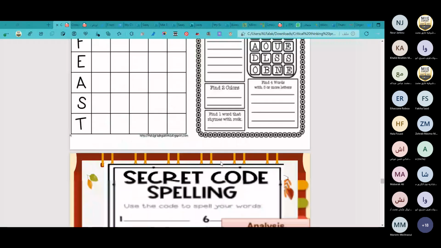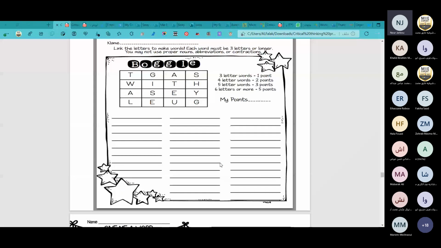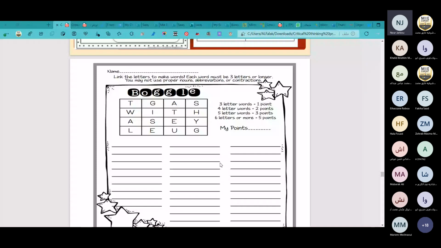Secret code spelling. You will like it. You can give the students some codes or numbers, and they try to recode these numbers into letters and make the keyword you need to start your lesson. And the students like these games a lot.